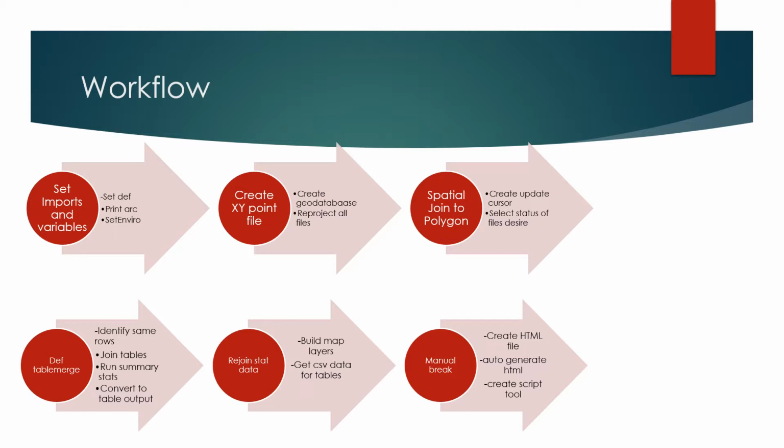Then I ended up having a manual break after building the map layers. The reason was because I couldn't get the map layer system to work correctly, and I could not get the CSV data to write correctly to the HTML. So what I ended up doing was taking those CSV files, building a picture of that data, and also manually going in there and creating the graduated symbols and exporting it to an image. So then in the script, it exports those pre-made pictures into the HTML that auto generates, and then I built the script tool at the end.